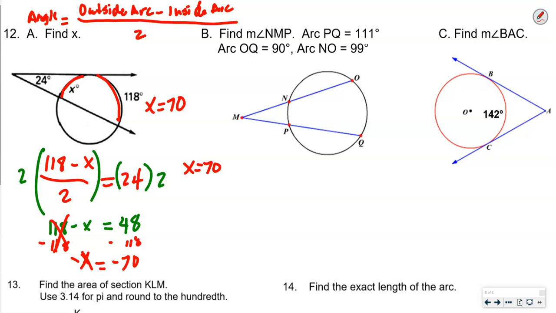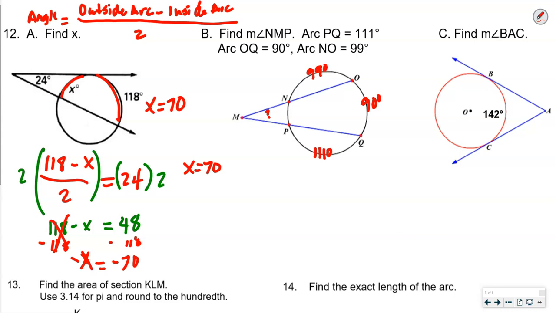And you could check it. 118 minus 70 divided by 2 is, guess what? It is 24. Okay, so on this one, it says find the measure of this angle. And it says arc PQ is 111. Arc OQ is 90. And arc NO is 99.